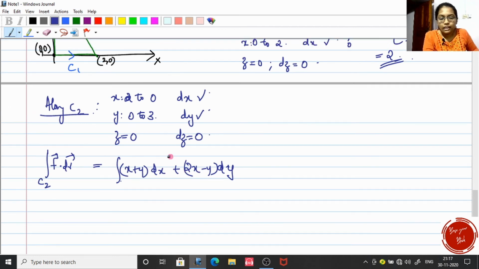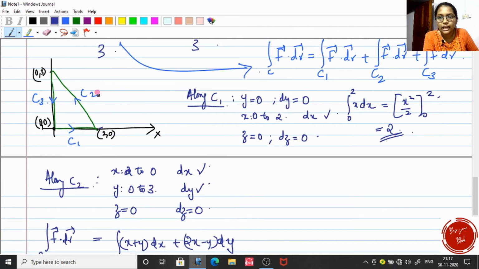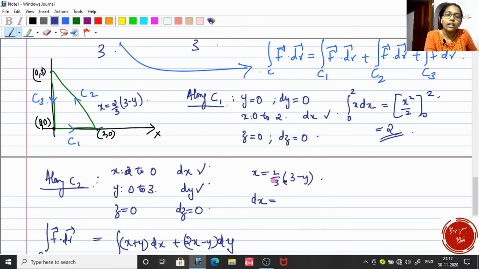So for this curve, we know that x is equal to 2 by 3 into (3 minus y). This is the line equation for this curve. So using this equation, let's convert every x variable to y. Also, x can be replaced with this particular expression. So what about dx? x is equal to 2 by 3 into (3 minus y). So what is dx? Take the differential on both sides. It is 2 by 3 into derivative of 3 is 0, derivative of minus y is minus dy. So dx is actually minus 2 by 3 dy.